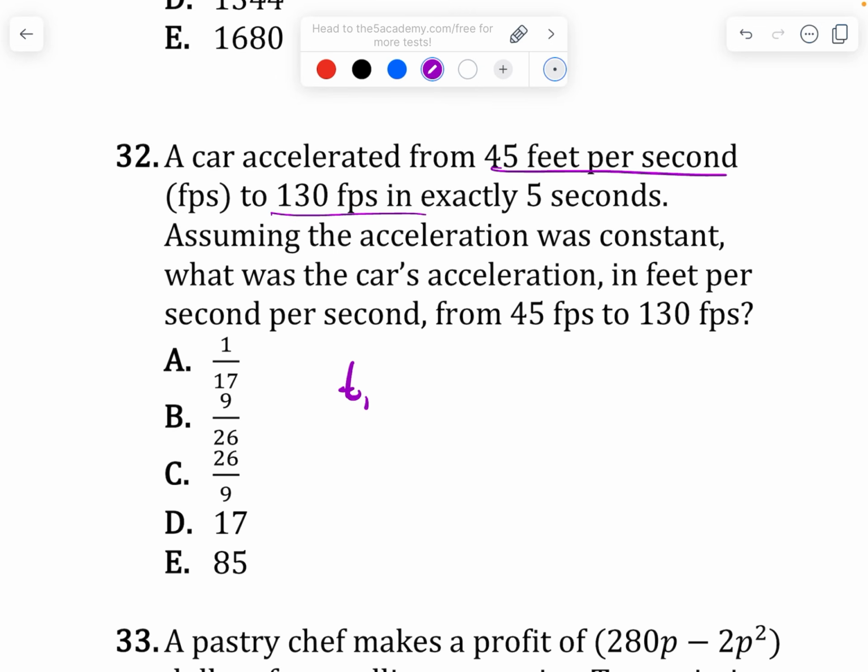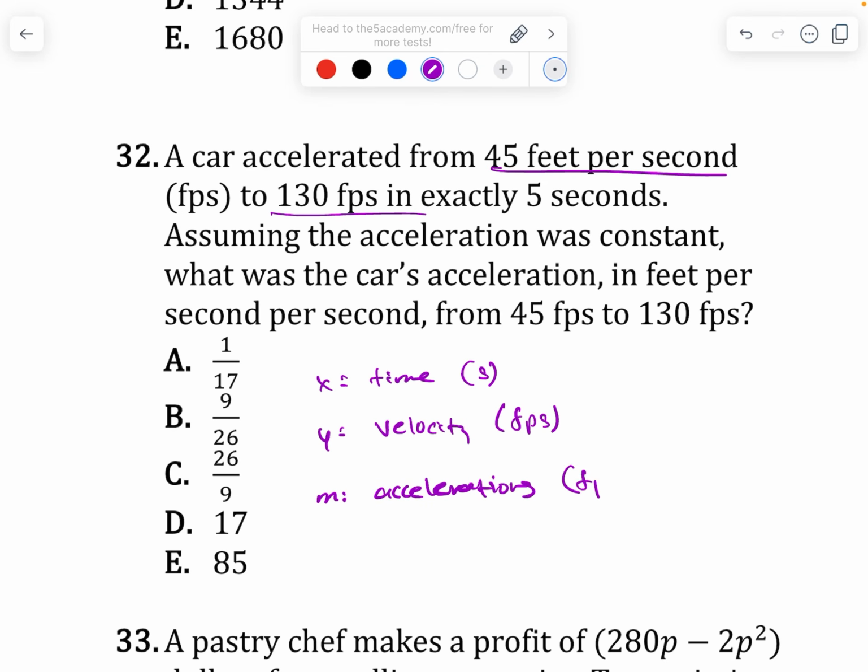So at T1, you treat it like your x values are time, call it seconds. Your y values are velocity, feet per second, and your m is going to be acceleration. It's going to be in units of acceleration, feet per second squared. Okay.